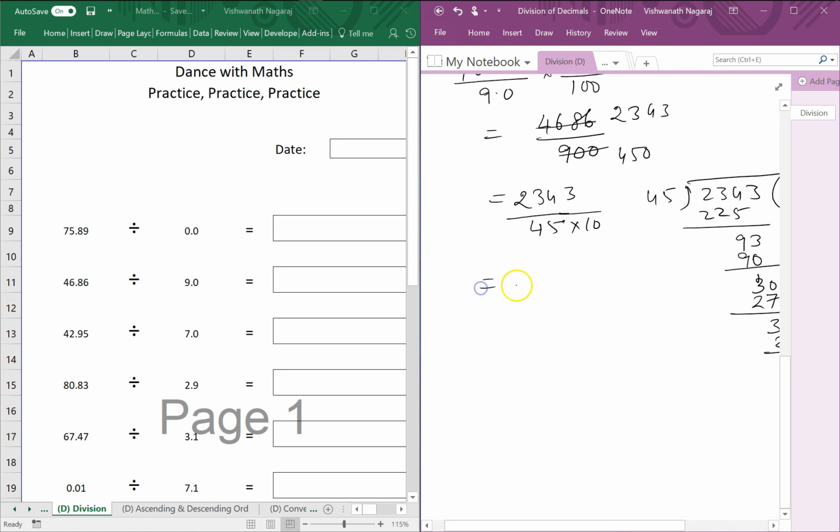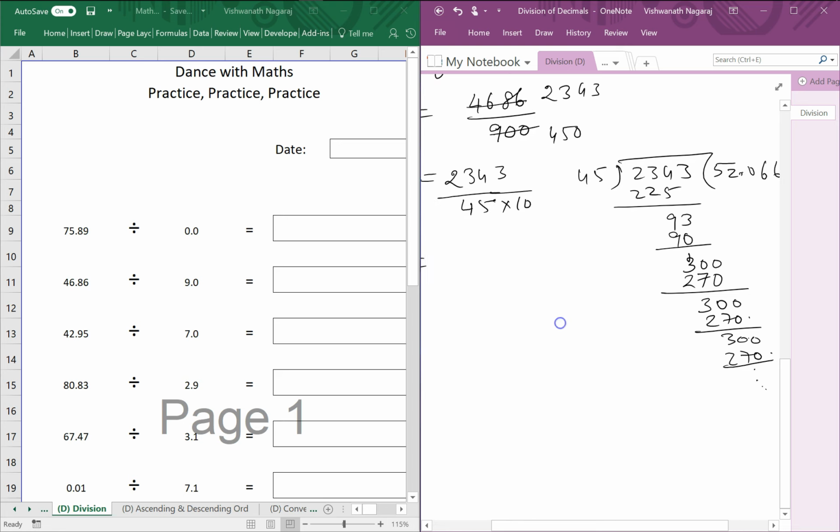So the result of this is, as of now, 52.06666 divided by 10. Okay, so now remember I told you, when we multiply by 10, it goes in the right direction. What goes? The decimal point. Whereas when we divide, it goes in the reverse direction. That means it goes towards the left. So 5.2066 dot dot dot. Or we can write the same thing in this manner also.